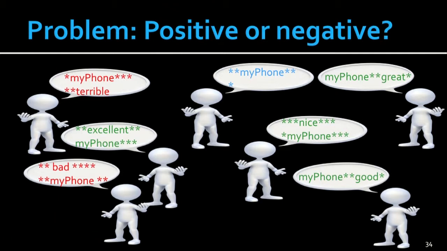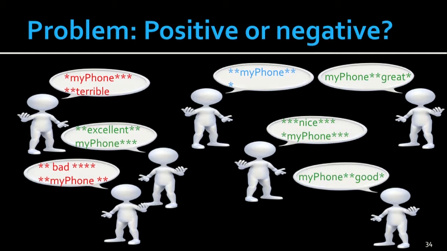This guy is saying blah, blah, my phone, blah, terrible. This guy is saying blah, bad, blah, blah, my phone. This guy is saying excellent, blah, blah, my phone. This guy is saying like my phone, whatever. This guy is saying my phone, great. This guy is saying blah, nice, blah, blah, my phone. And this guy is saying my phone, blah, blah, good.